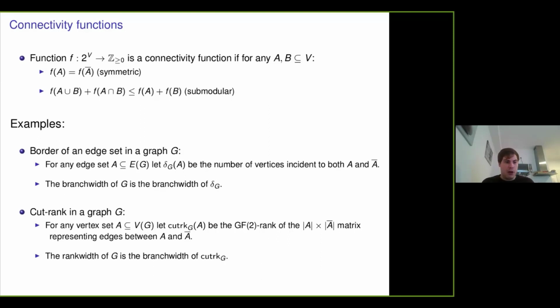So really, if you think about it, when we have a branch decomposition, for rank-width, which we call a rank decomposition, for each edge you have some vertex partition, and if the width is small, then the edges between this partition form a low-rank matrix.